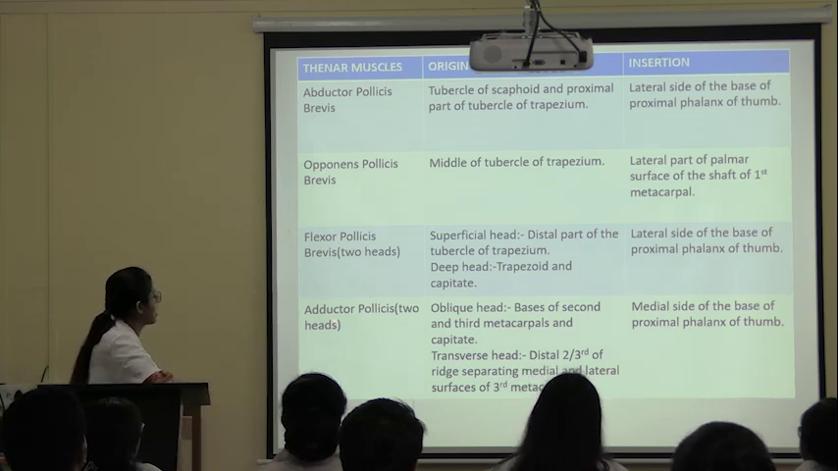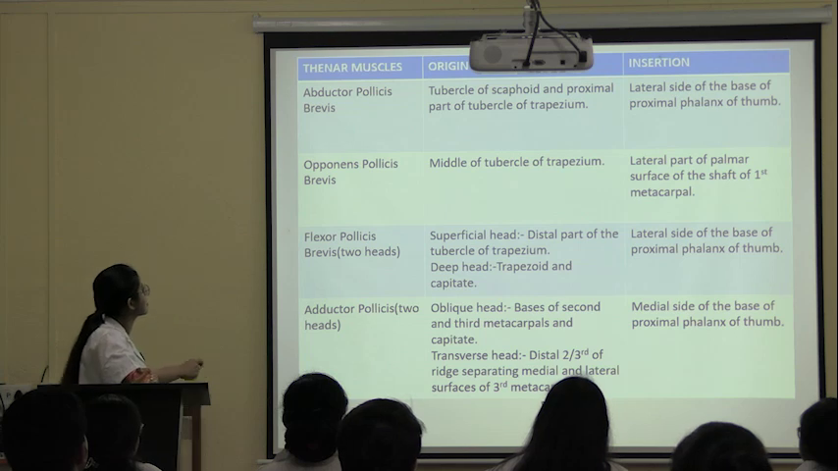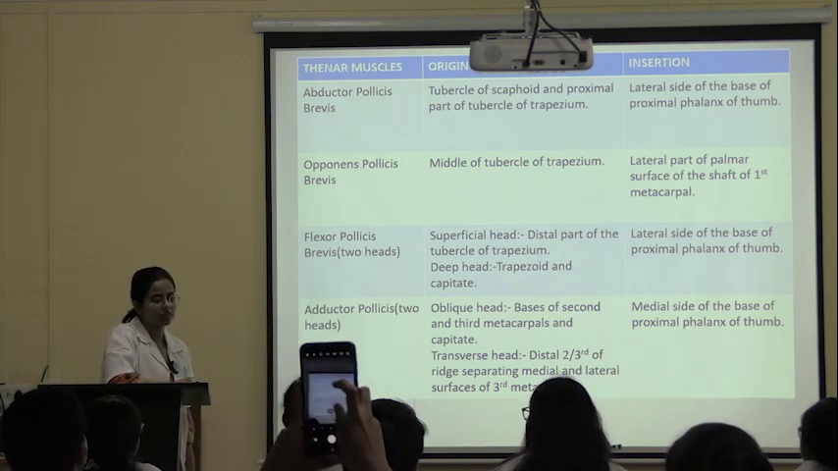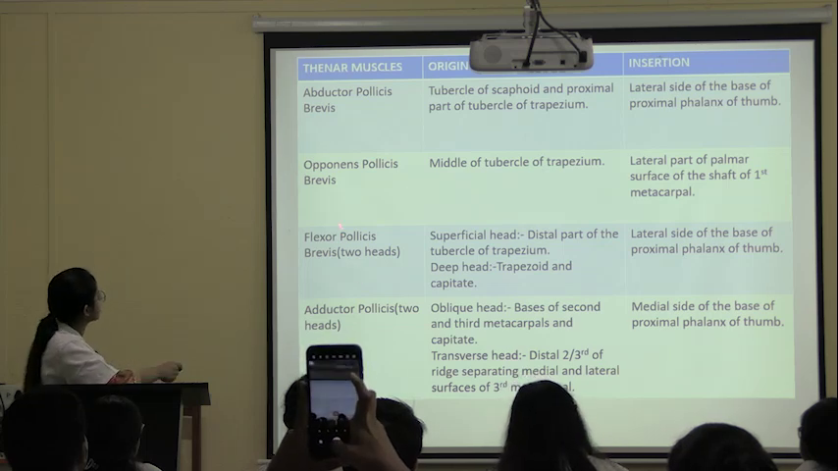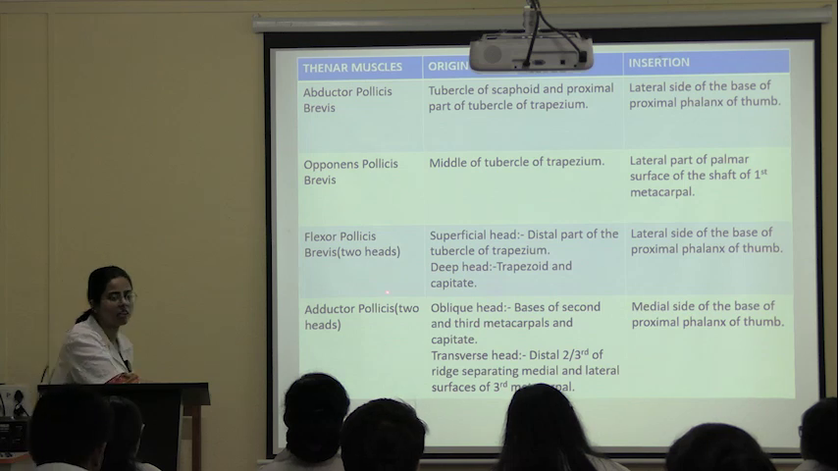Adductor pollicis is supplied by the ulnar nerve. And these three muscles are supplied by the median nerve. Okay, all these muscles are supplied by the median nerve and this one is supplied by the ulnar nerve.